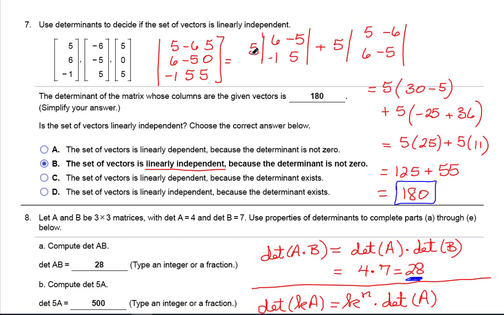So I've got a plus 5, and I cover up the row and column: 6, minus 5, minus 1, and 5. Similarly with the 5, I get nothing from the 0. So I get 5 times 25 plus 5 times 11, and so for a total on the determinant of 180. So the determinant is not 0, so the vectors are linearly independent.